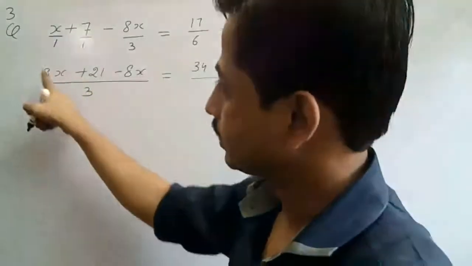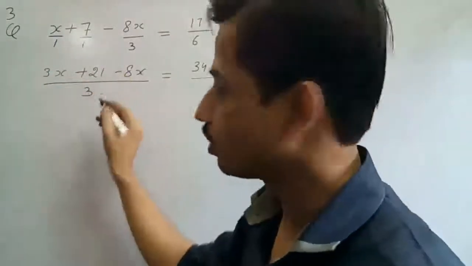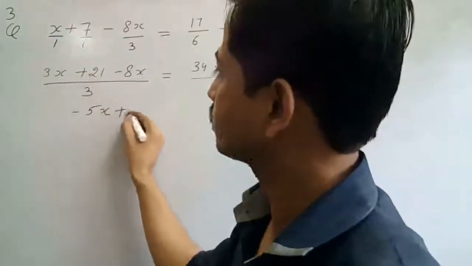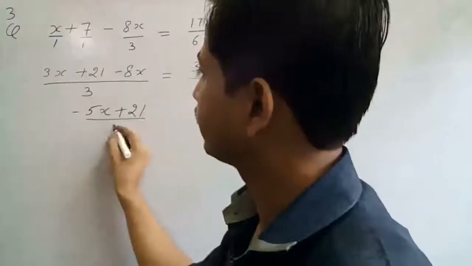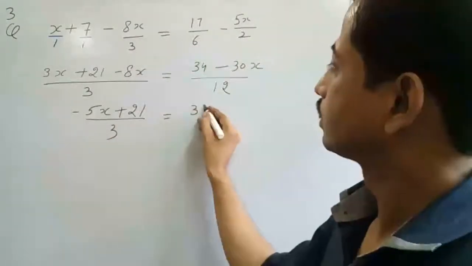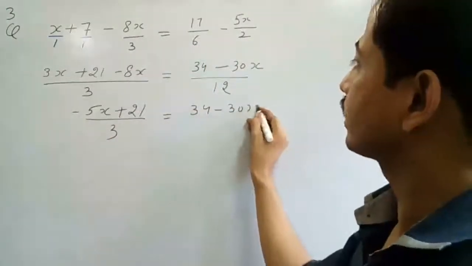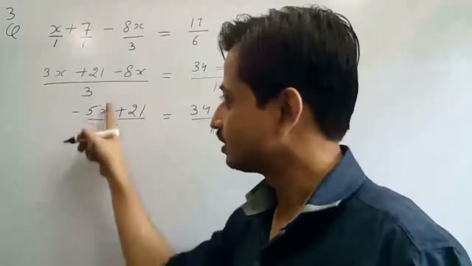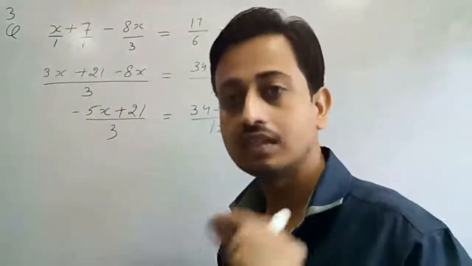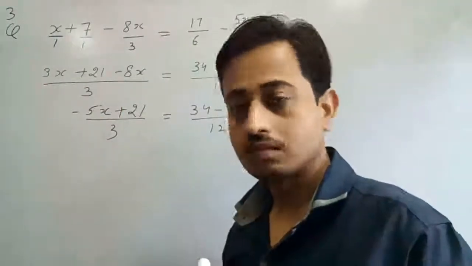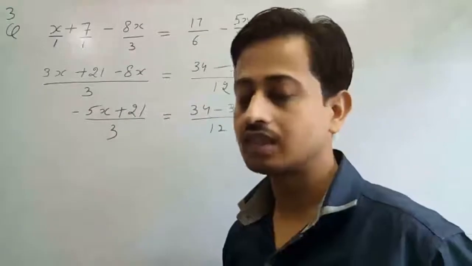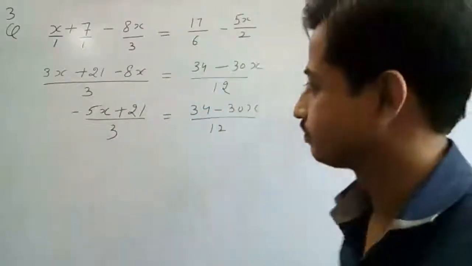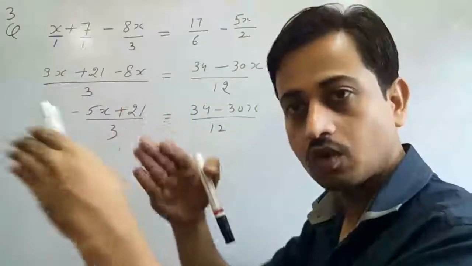Now solve it. 3x minus 8x. What will we get? We get minus 5x plus 21 divided by 3, which is equal to 34 minus 30x divided by 4. You never add this, because this is 5x, meaning the term has a variable, but in this there is no variable, so this term will never be added or subtracted. You have to write it as it is. Now what we have to do: cross multiply.